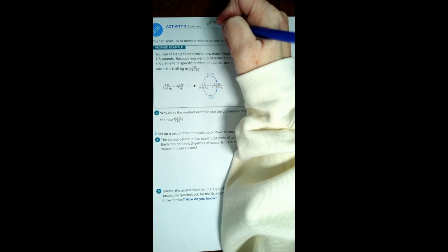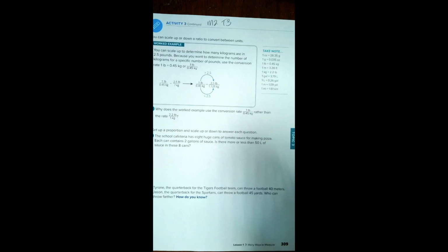Okay, we are moving on. Module 2, Topic 3, Activity 3. This is part 2 of it. We're on page 309, and we'll be doing just this page in this video. It says you can scale up or down on a ratio to convert between units.